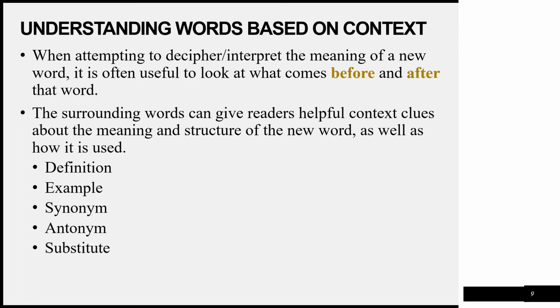The surrounding words can give readers helpful contextual clues, and there are so many ways of guessing or trying to get the definition of the words. We're going to look into five main techniques of getting the meaning from context. The first one will be definition, and then we're going to have example, synonym, antonym, and substitute. So if you're ready, let's move to the next one.